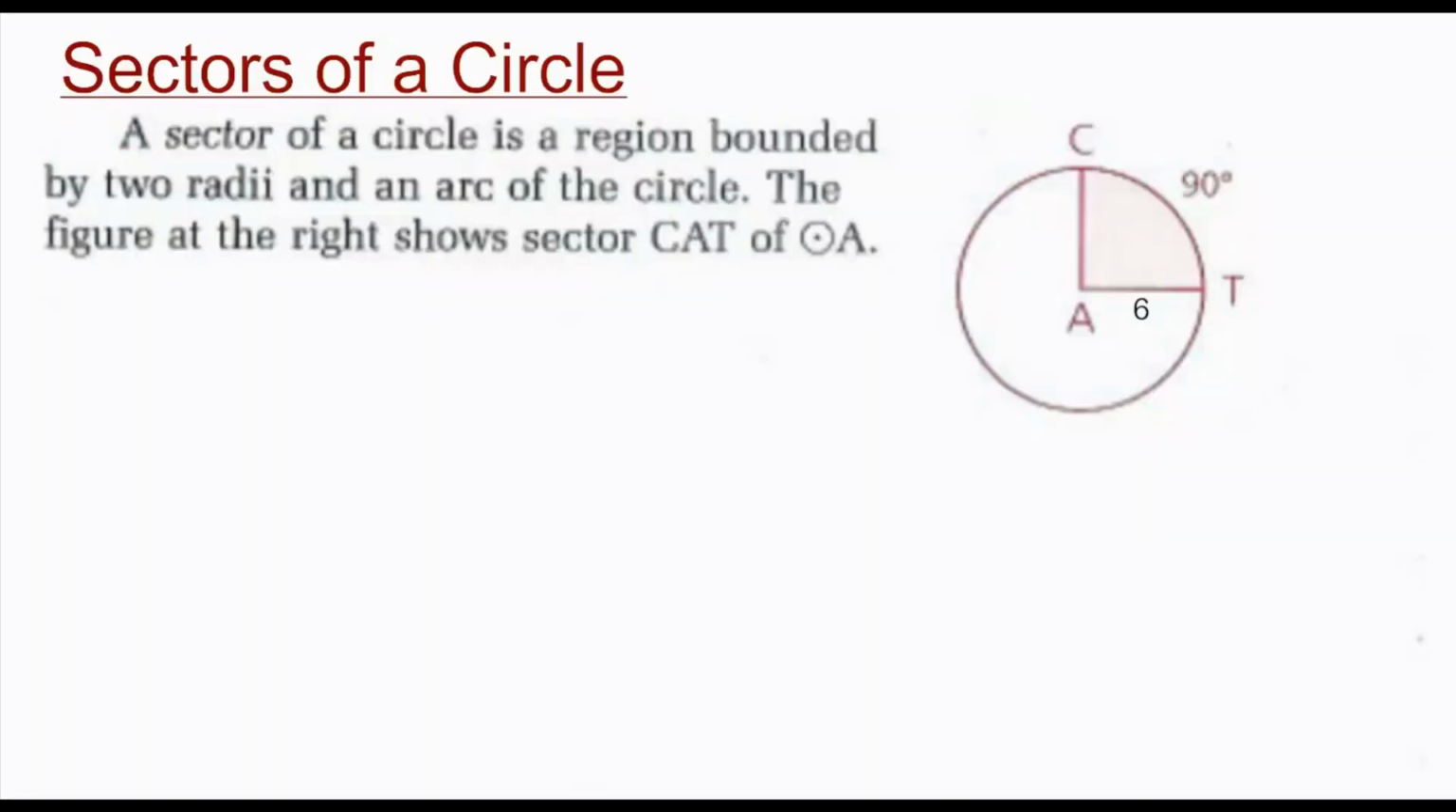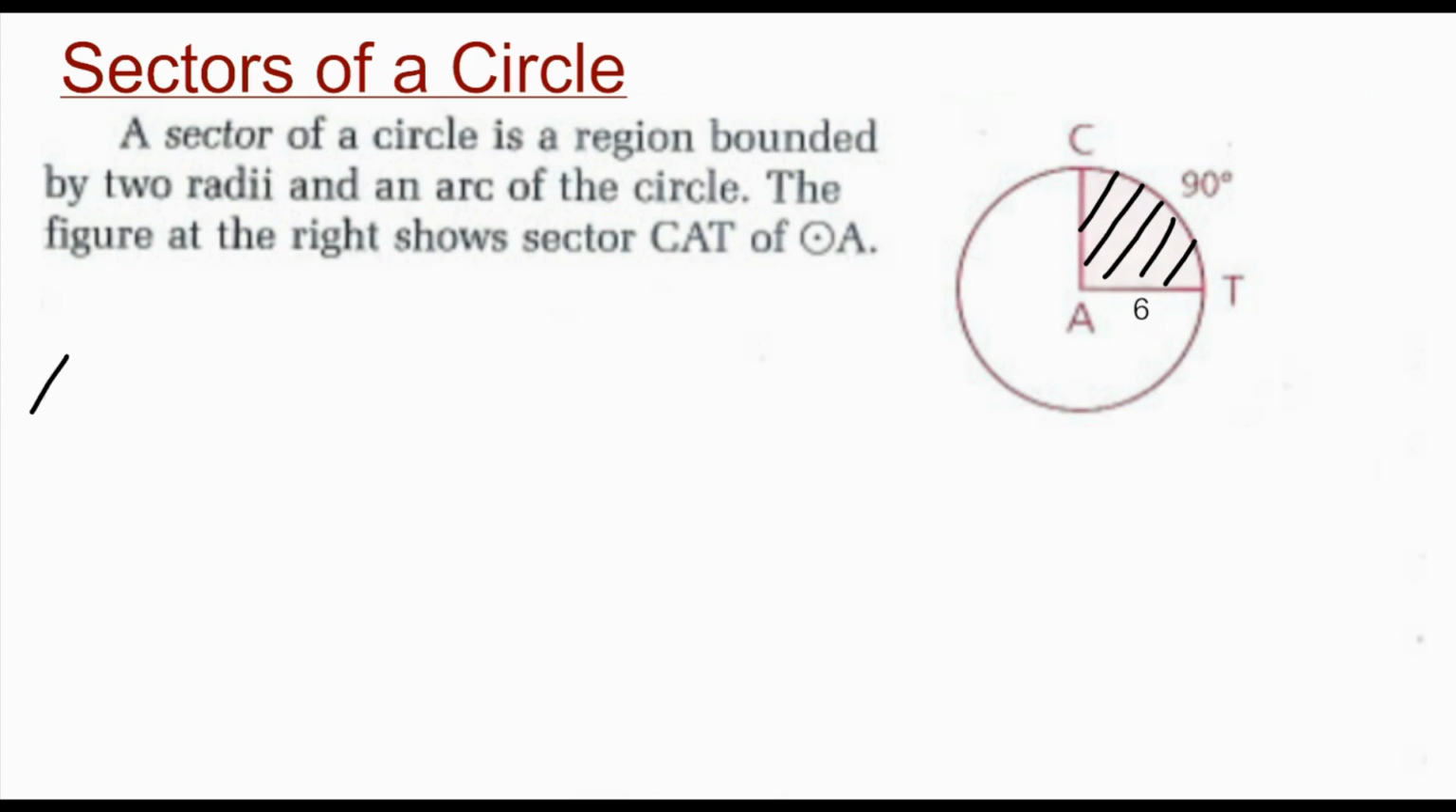Next, looking at sectors of a circle. A sector of a circle is a region bounded by 2 radii and an arc of the circle. Now, the figure at the right shows us sector CAT of circle A, which is this portion of the circle here. I can see that the radii are AC and AT, and then the arc is CT. Now, arc CT has a 90-degree measure, making this sector 1/4 of the entire circle.